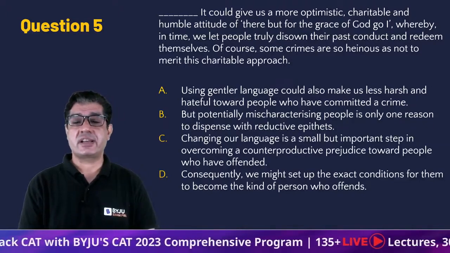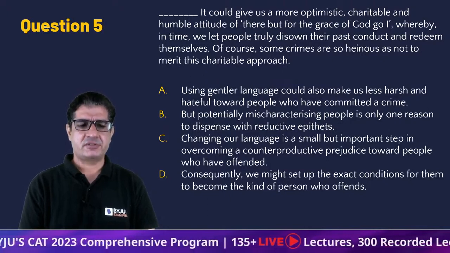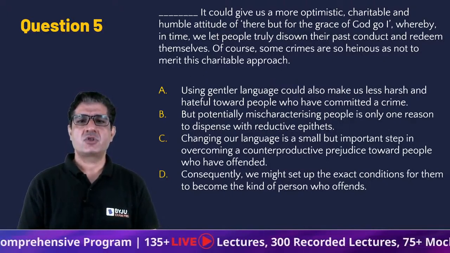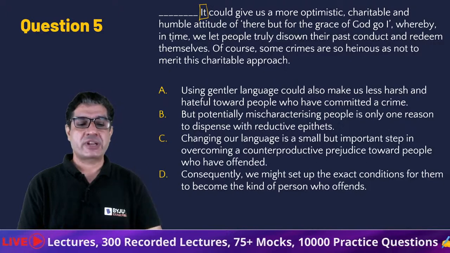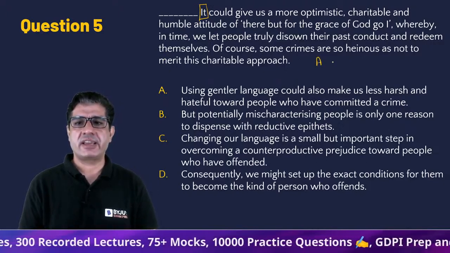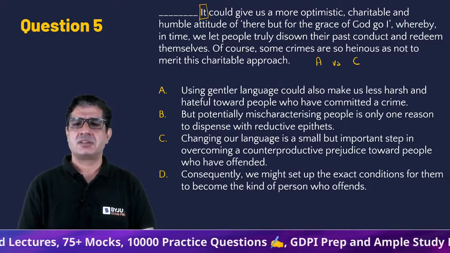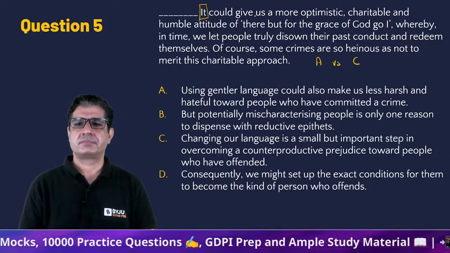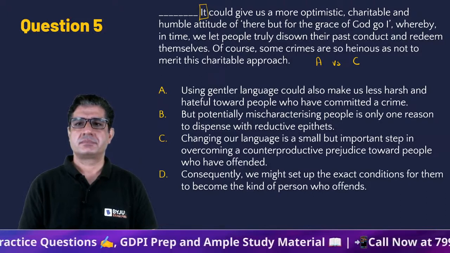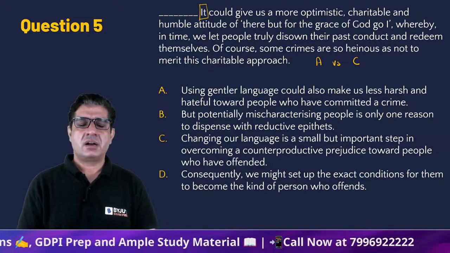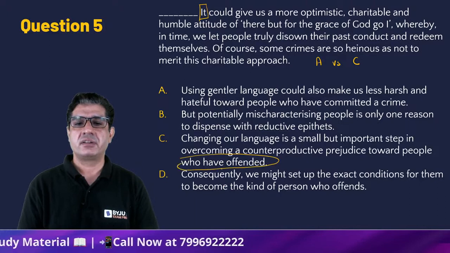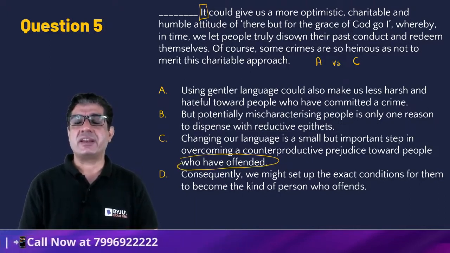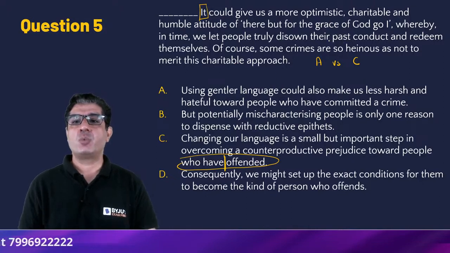Okay, Gautam has shared his answer. Huh? That's quick. Very nice. So one of the clues that we have here is whatever you put before, you need to have some reference for it. So far we are looking at A versus C. Now the trouble with C is that C is talking about those who have offended. Should have been offended us or offended others, but then this word offended does not go with truly disown their past conduct and redeem themselves.